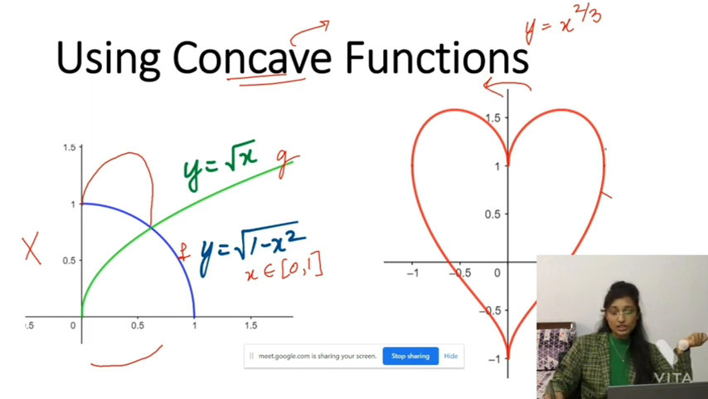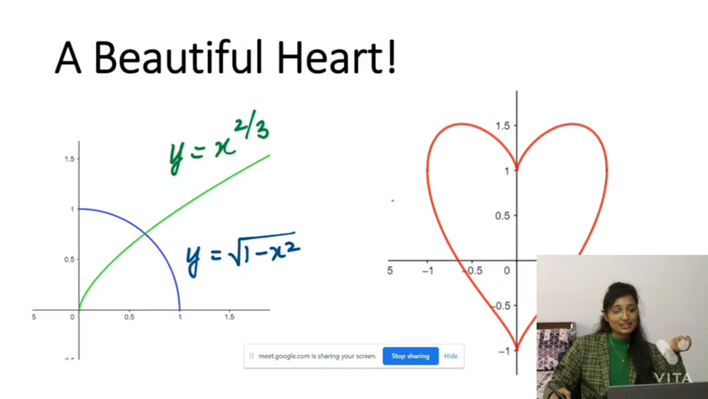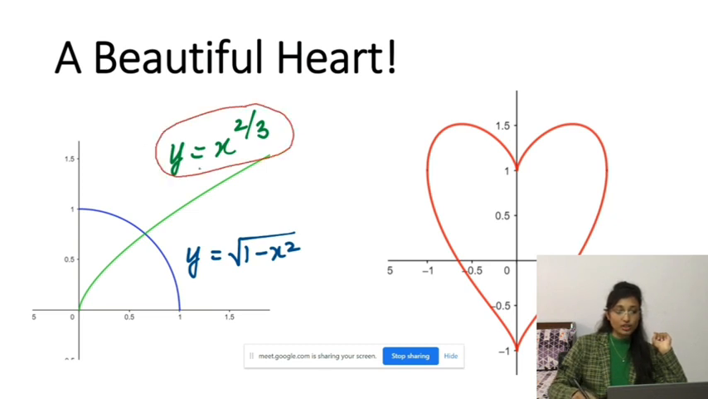You can see that this heart is quite interesting because earlier we have not got such a good heart. Now another beautiful heart. How will we obtain this? We are using another concave function. I've told you, y is equal to x raised to power 2 by 3. Draw its curve, and mind it, keep x greater than 0.